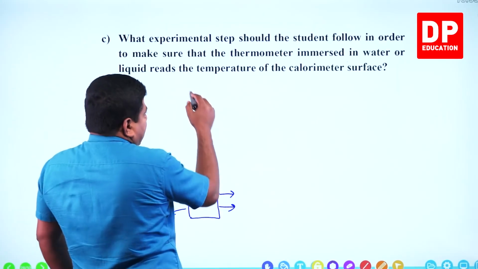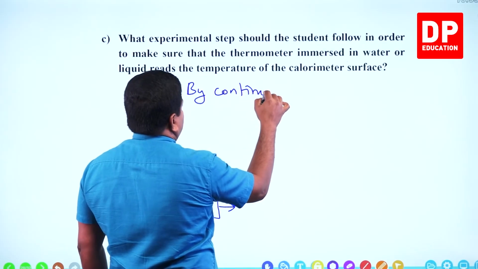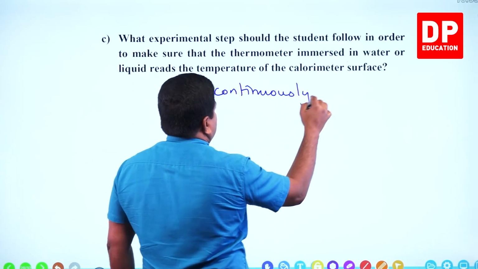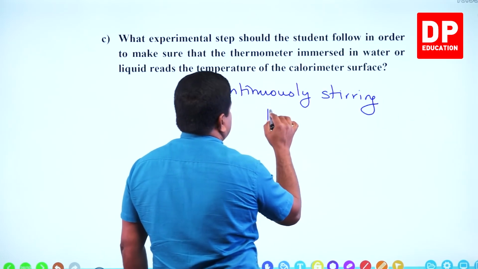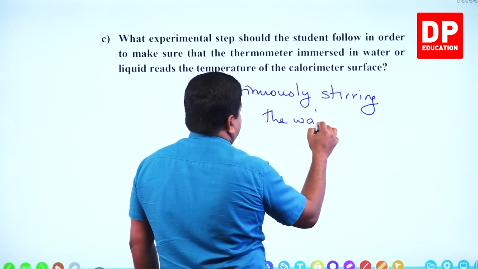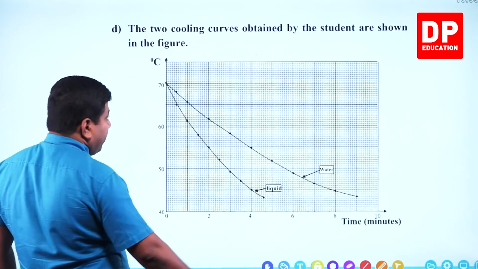So how do we ensure it? By continuously stirring the water with a stirrer. We are given a stirrer, right?